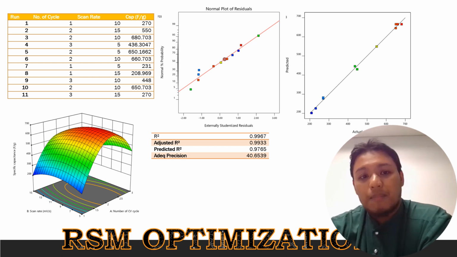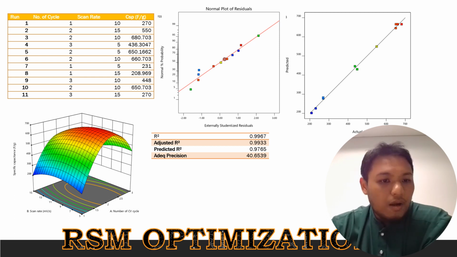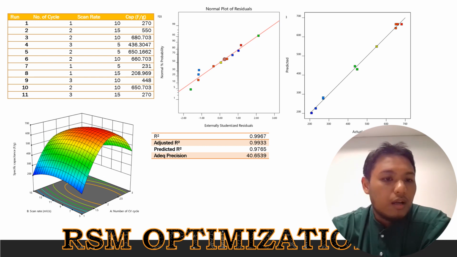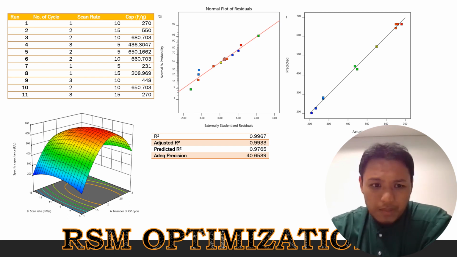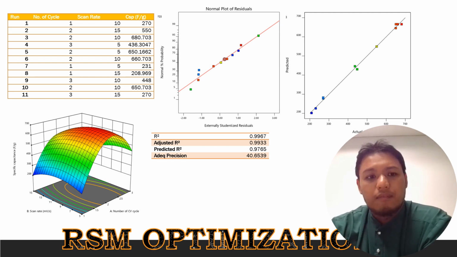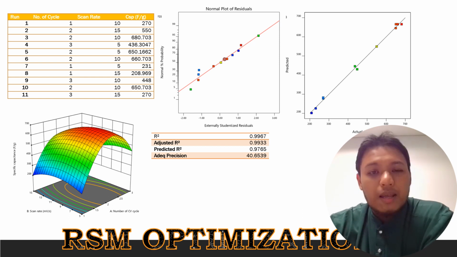So we can see the correlation indicating that the number of cycles has a significant role in determining the specific capacitance. Vice versa for the scan rate, even though the change or dependence is not so much between the scan rate and the specific capacitance. However, in this case, the scan rate is still significant toward the specific capacitance.